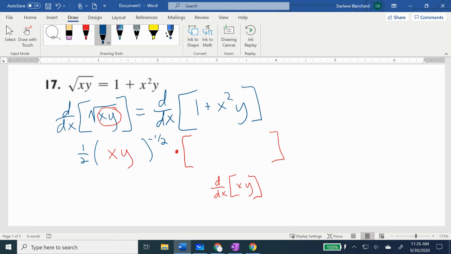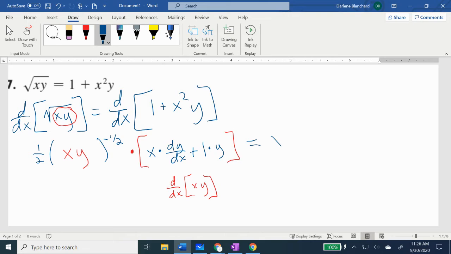And so I need to product rule with x times y. So I'm going to keep the x multiplied by the derivative of y with respect to x, plus derivative of x with respect to x times keep the y. On the other side of the equation, I start off with the derivative of lonely 1, 0, plus, and then I'm going to product rule x squared times y. So I'm going to keep the x squared, multiply by the derivative of y with respect to x, plus the derivative of x squared times keep the y.